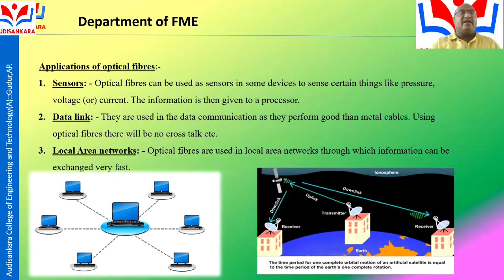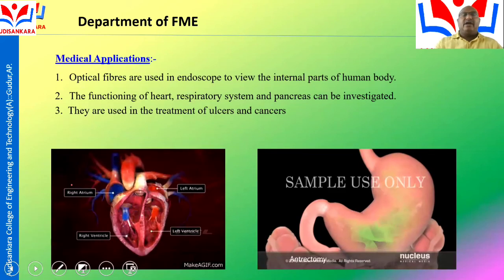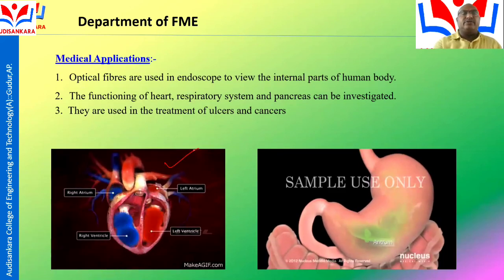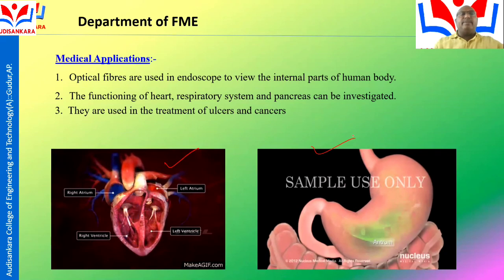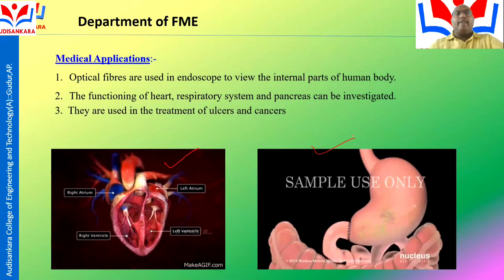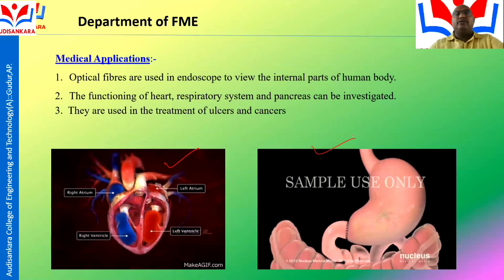Another one is local area networks. Optical fiber cables are used in local area networks through which information can be transferred very fast. So this is called the server. The server is interlinked to all the computers. That means the information of the local area network, it is a LAN. So this is called the communication purpose. Another one is, my students, please observe the two diagrams. Optical fibers are used in endoscopy to view the inner parts of the human body.